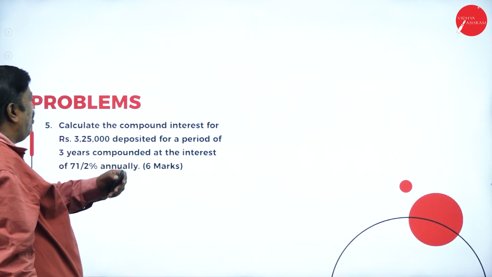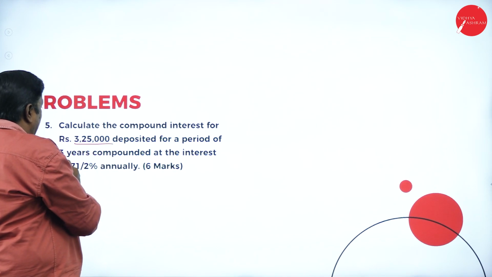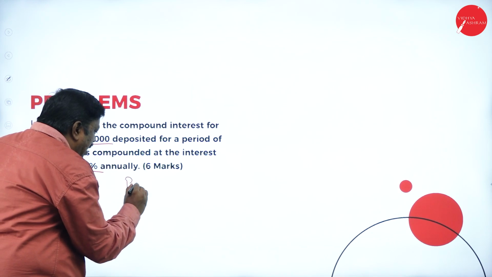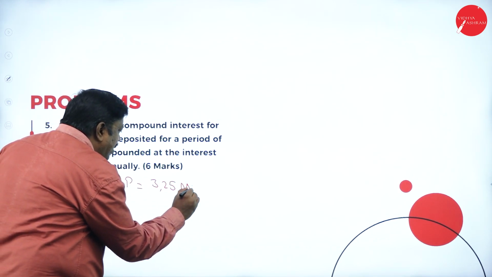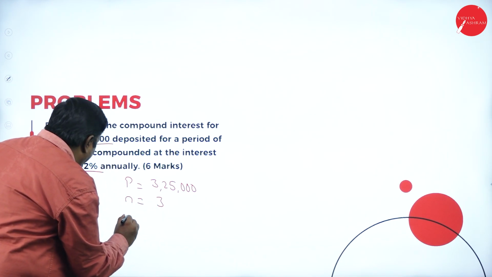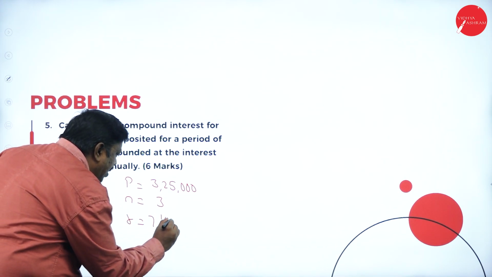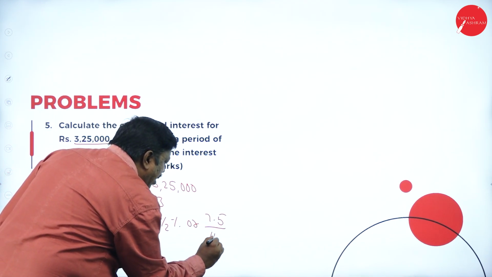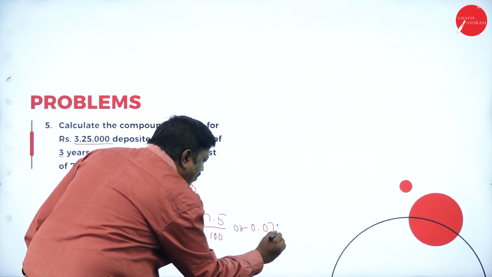And we are into the fifth problem. The amount we are depositing is 3 lakh 25,000, the period is 3 years, and the rate is 7.5%. Principal amount is 3 lakh 25,000. N equals 3 years and R equals 7.5%, or 7.5 by 100, or 0.075.